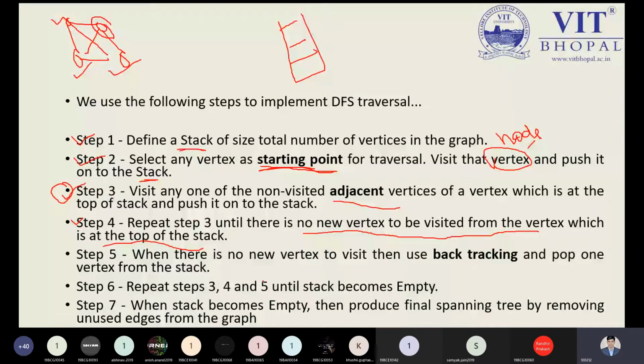When there is no vertex to be visited, then backtracking is applicable. Now the question comes to our mind: what is meant by backtracking? Backtracking is a technique where, if the last node is reached and all the nodes are visited, then we need to go back again to complete our path.